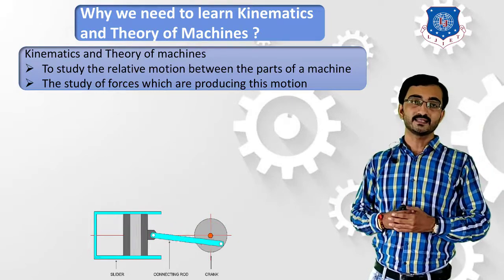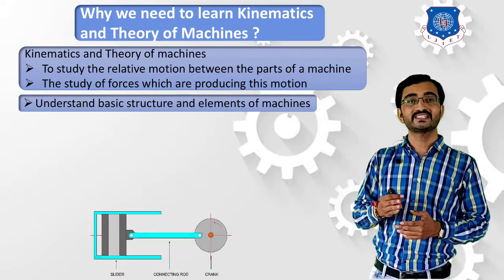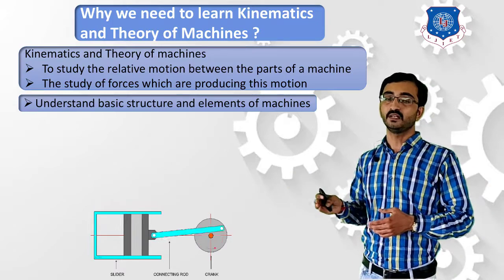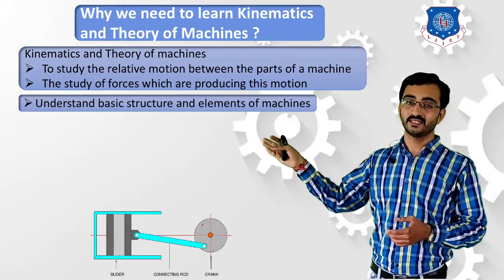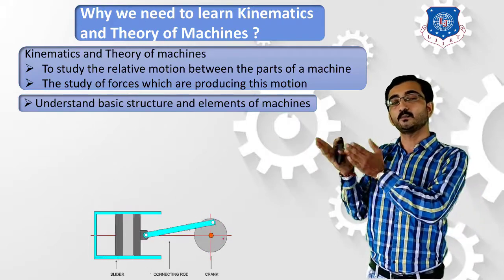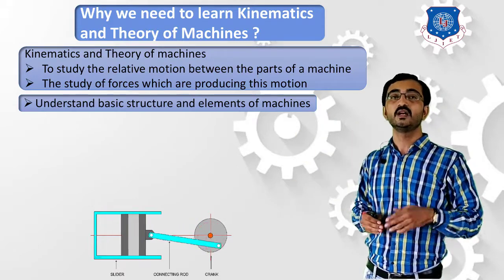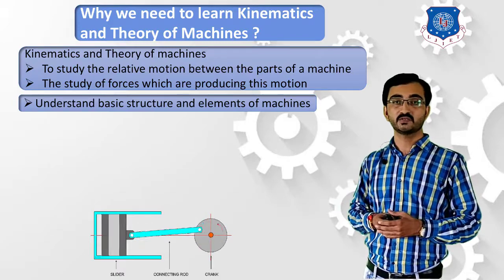The first outcome will be that you will be able to understand the basic structure and elements of a machine. In this example, as you have seen, there are various elements such as crank, connecting rod, piston and cylinder. You are able to understand that this component is termed a crank, and this component is termed a connecting rod. This will help you understand the behavior and function of various machines.